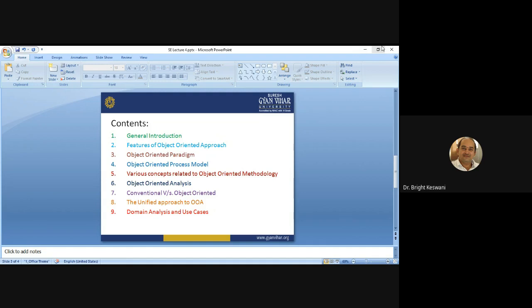So the OO process model, object oriented process model, uses the evolutionary spiral model approach. It is a basic approach, a very important approach. Nowadays in the software industry, we are using this approach only. So I am repeating again, it is a very important concept, the OO process model, object oriented process model.